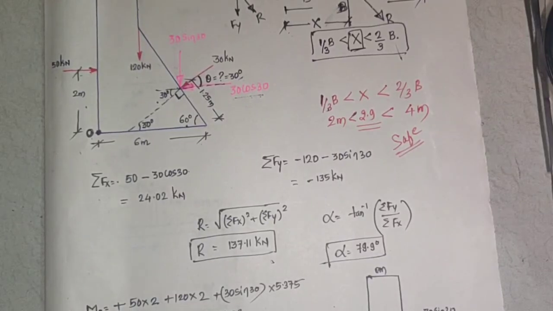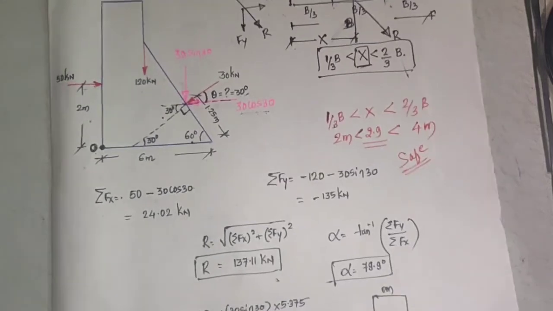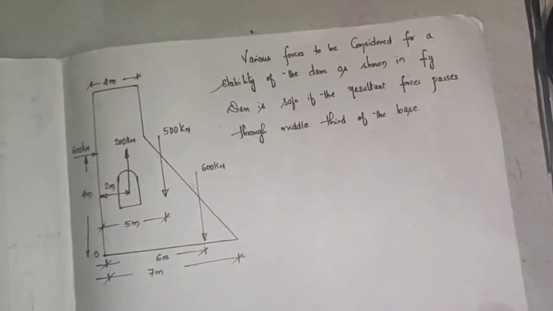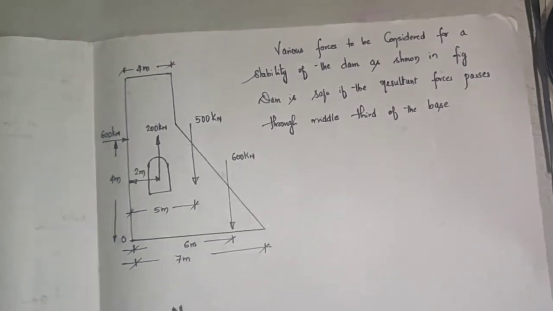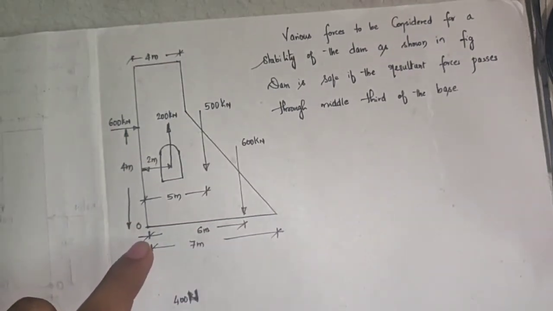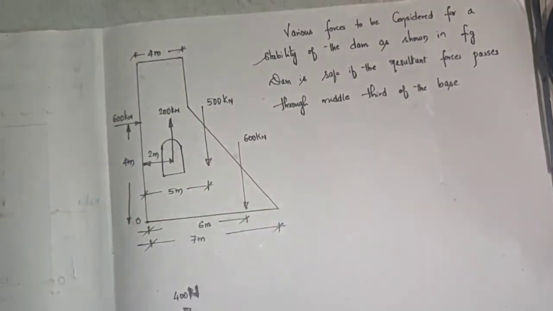So hope you followed this. On the same line, I'll be giving you some examples for assignment. Take down this example. It is the same problem, a bit easier compared to the one I have solved. You can try this problem. Take down the question and find out whether the resultant will pass and the dam is safe with respect to point O. So get the magnitude of the resultant and the x distance.